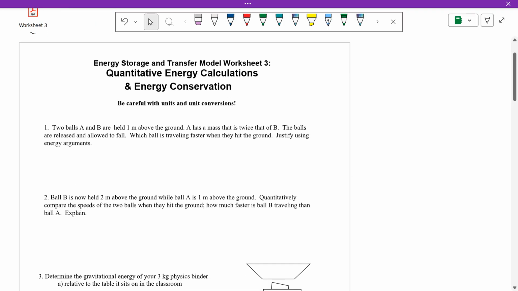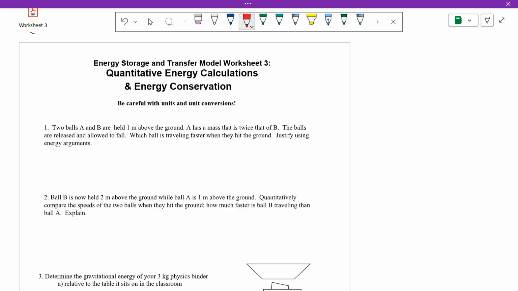Number one asks, you have two balls, A and B, that are held 1 meter above the ground. A has a mass that is twice that of B. They're released and allowed to fall, which is going to be traveling faster when they hit the ground? My recommendation for all these worksheets is that you try to do them first, and then you can see my reasoning and logic as I go through it.